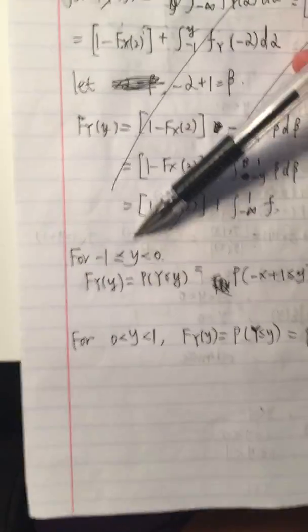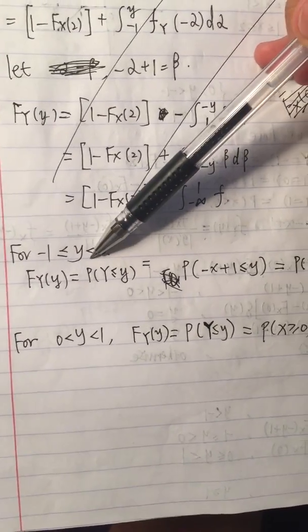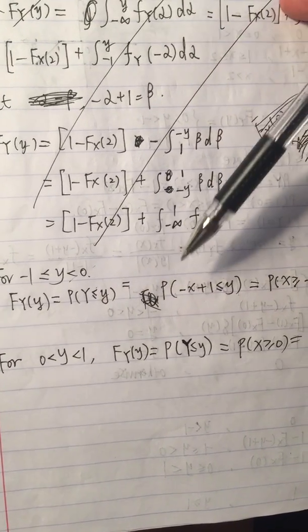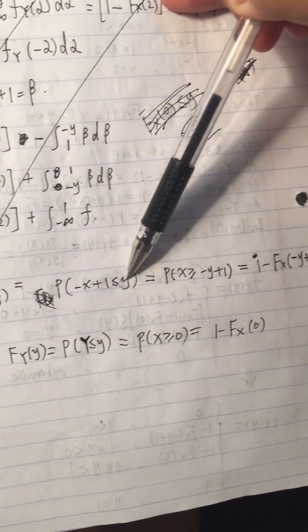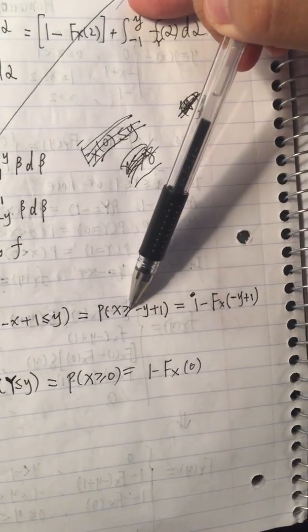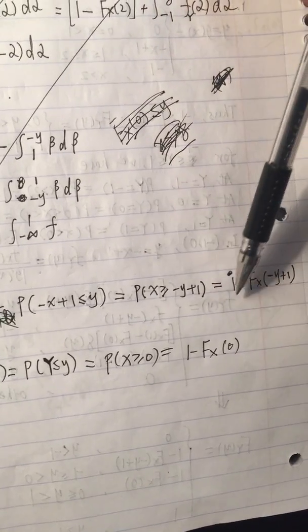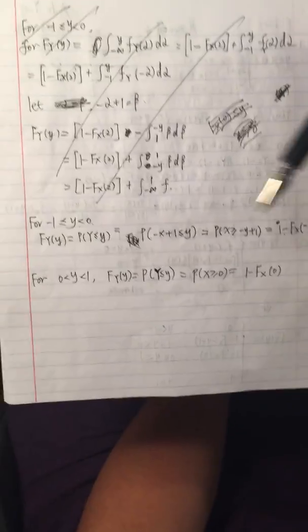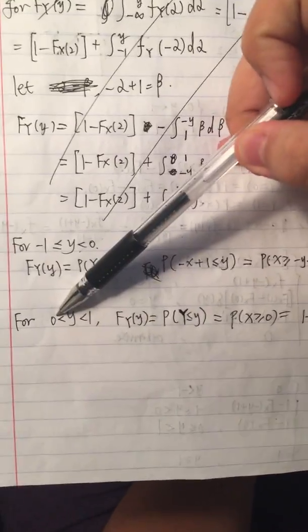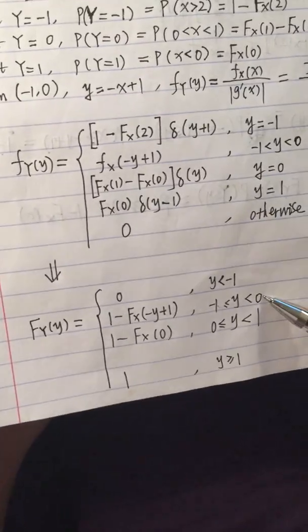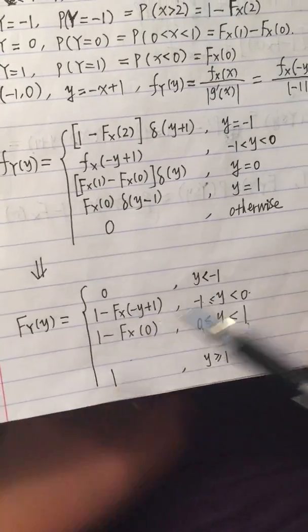So first, from minus 1 to 0, F_Y(y) is equal to P(Y less than or equal to y), and it's P(minus X plus 1 less than or equal to y), and P(X more than minus y plus 1), and it is 1 minus F_X(minus y plus 1). And for y more than 0 and less than 1, it's the same. So we can easily find F_Y(y) from minus 1 to 0 and from 0 to 1 like this too.